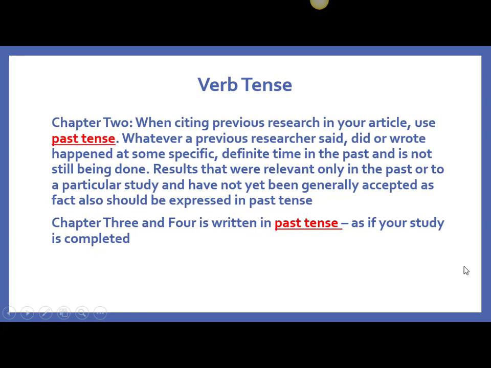Chapter 2 is written in past tense. You cite the previous research in your article. They're already finished. It's already published. So it's already in the past. Okay. Chapter 3 and 4 also written in past tense.